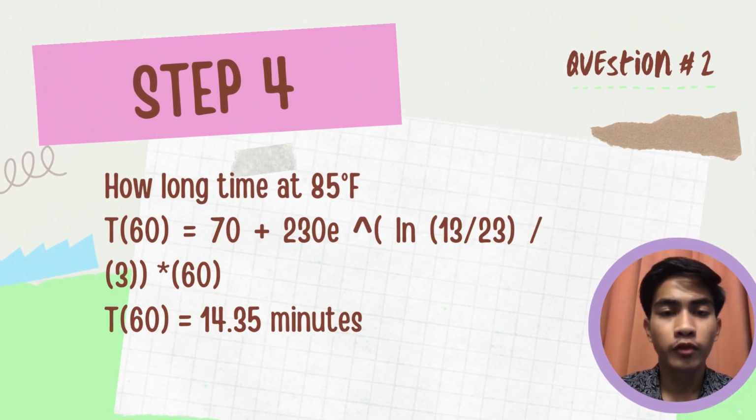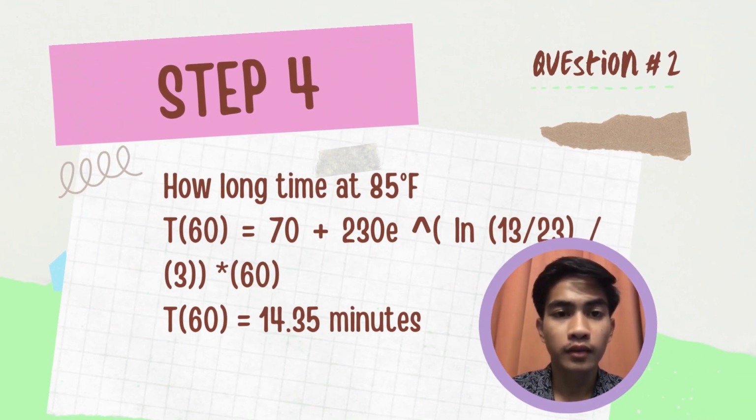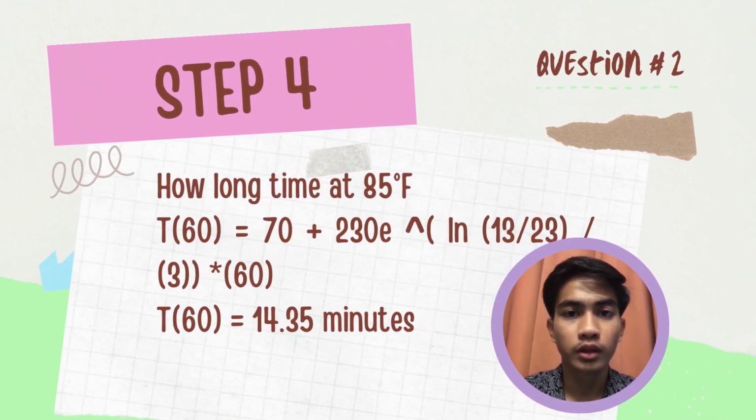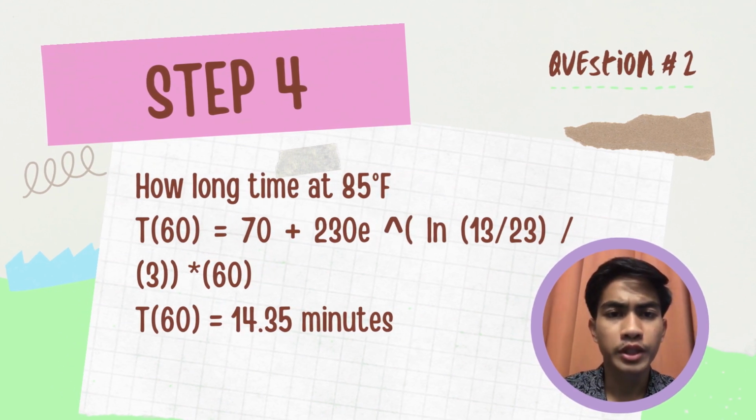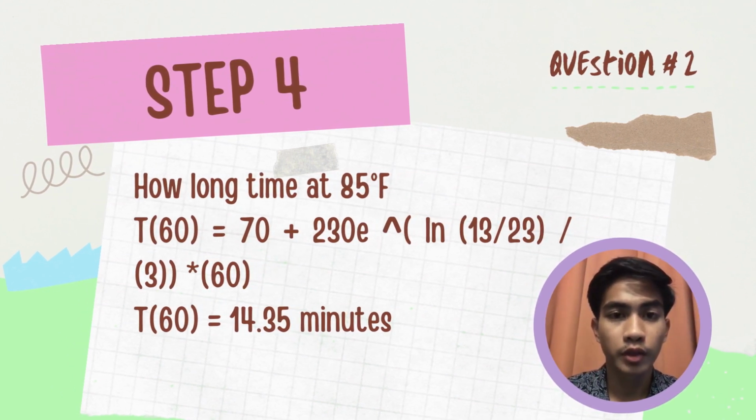On the last step for this statement, we just enter the time that we want in the formula. For this question, we have to determine the temperature after 1 hour, which is 16 minutes. So, we just enter it into the formula and we get that the answer is 70 Fahrenheit.